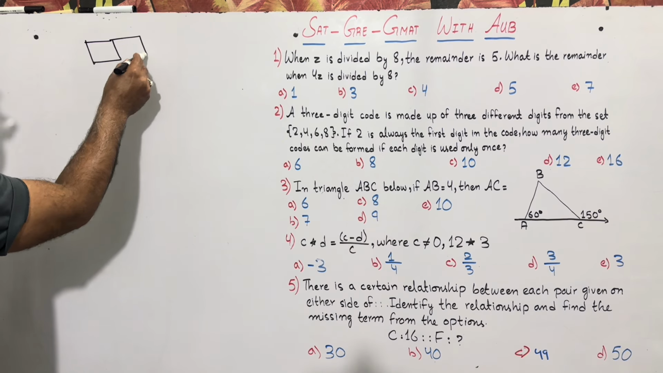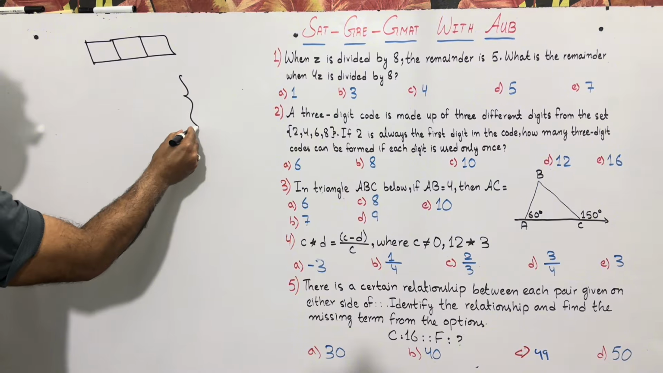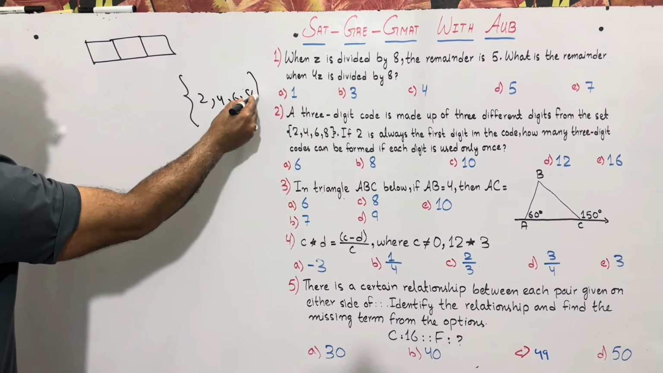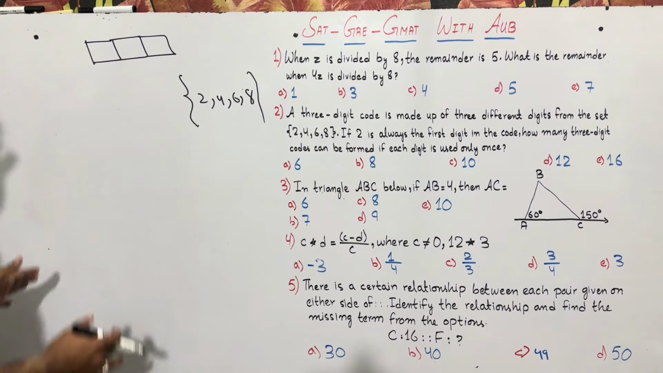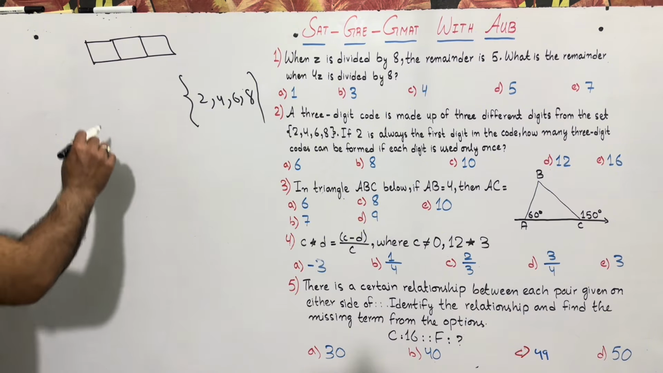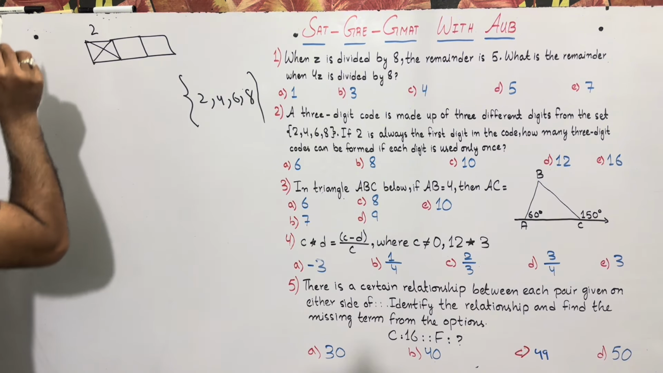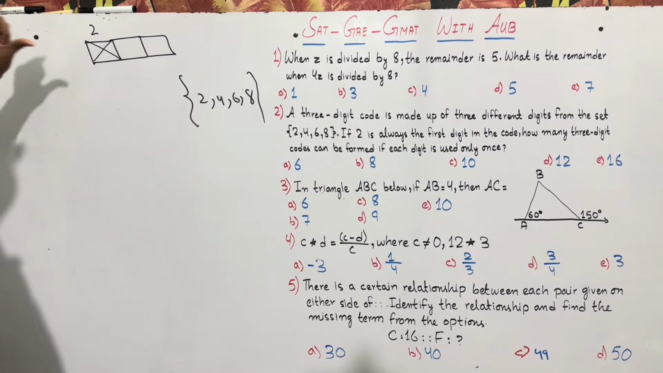A 3-digit code has a 1st place, 2nd place, 3rd place. We have to prepare a code containing 2, 4, 6, 8. Another restriction on us, a constraint: the first digit must be 2. So the first place is already filled with 2. The first digit of the code must be 2, always 2.